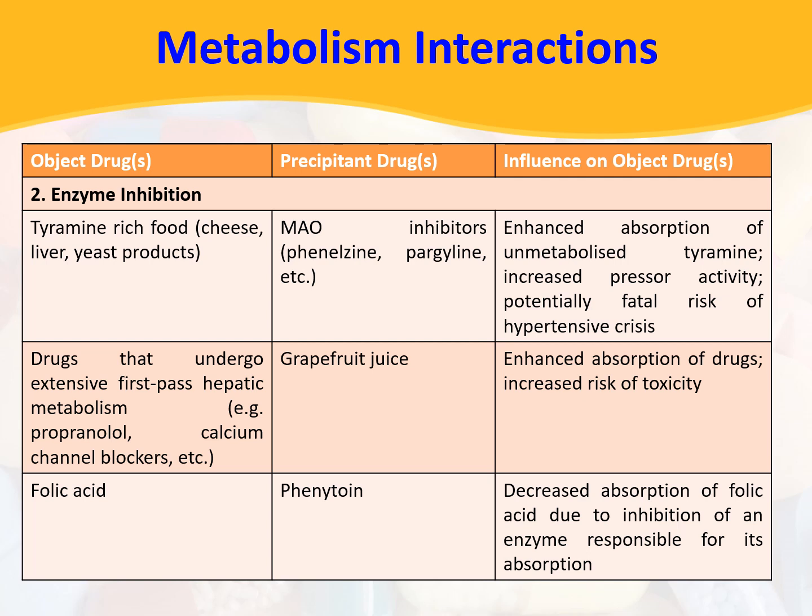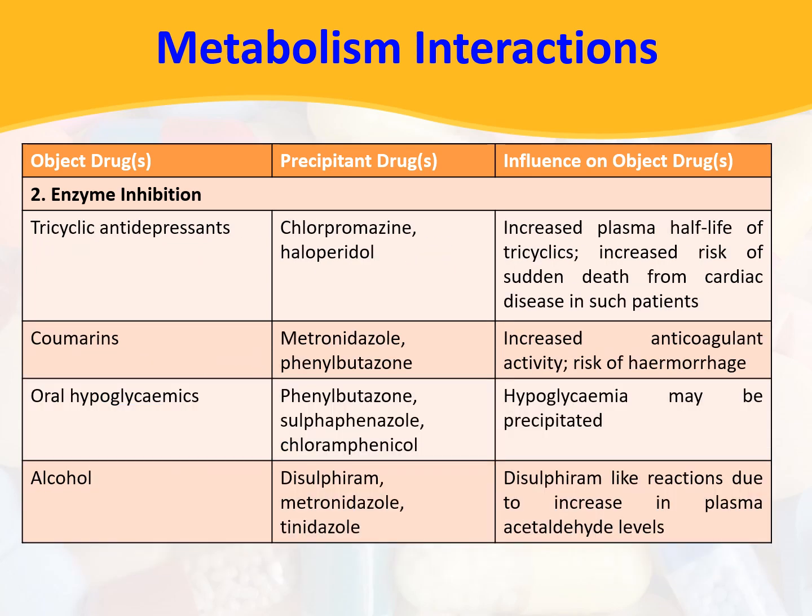Next, coming to folic acid and phenytoin. Whenever folic acid is taken along with phenytoin, decreased absorption of folic acid occurs due to inhibition of an enzyme responsible for its absorption. Next, coming to tricyclic antidepressants. Whenever tricyclic antidepressants are taken along with chlorpromazine and haloperidol, this leads to increased plasma half-life of tricyclics and increased risk of sudden death from cardiac disease in such patients.